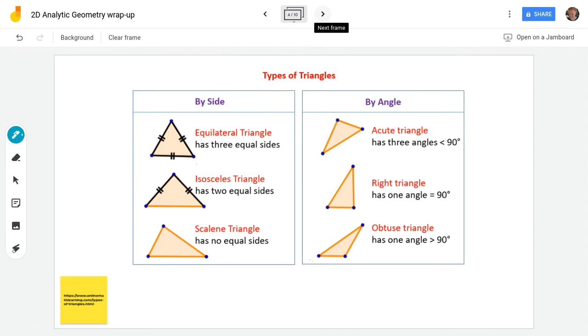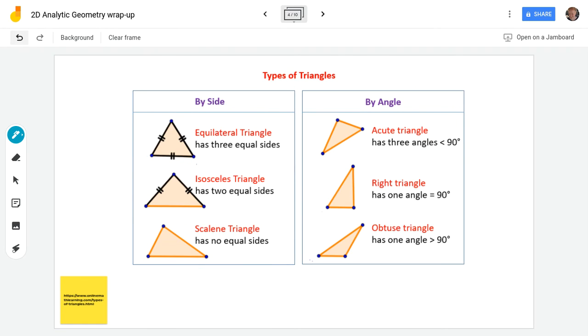All right, quick rundown of types of triangles. I hope this is like elementary school review here. You can classify triangles by the sides. So if all three sides are the same, you have an equilateral triangle. If two sides are the same, you have an isosceles triangle. And if all three sides are different, then you have a scalene triangle.